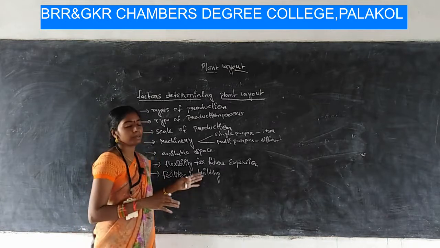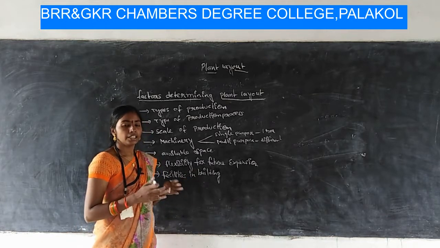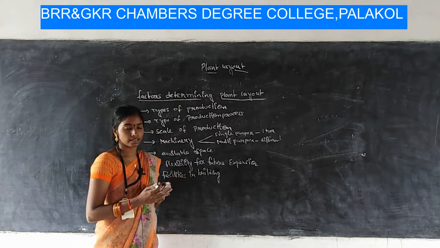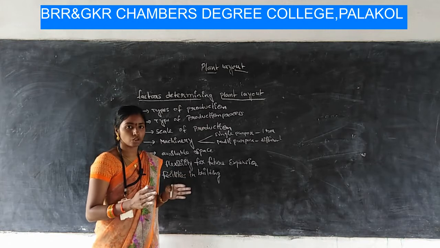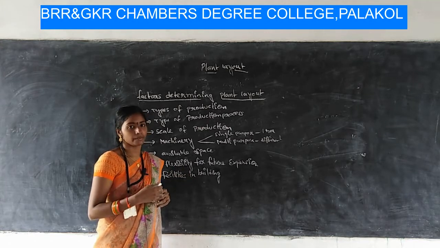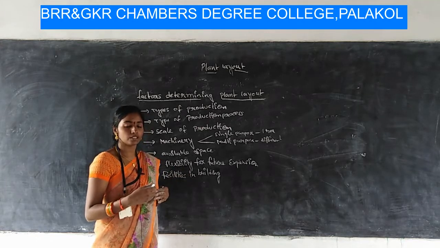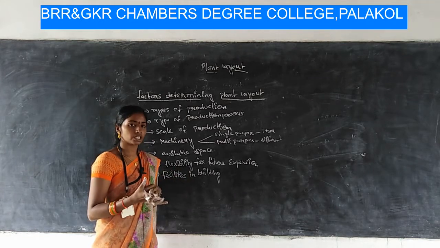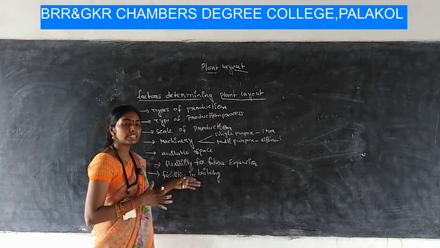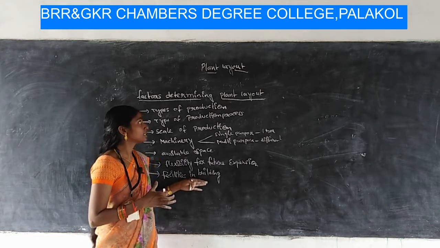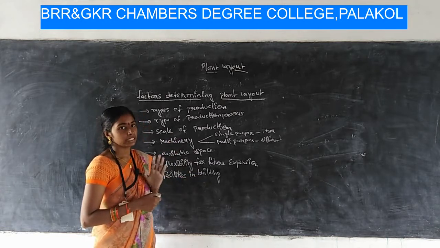And facilities in building. Here, if the building is spacious or if the building is used for a single business operation, the plant layout is different. If the building is used for multi-purpose, which means different kinds of production activities, then the layout is different. So facilities in building will also influence the decision of plant layout.